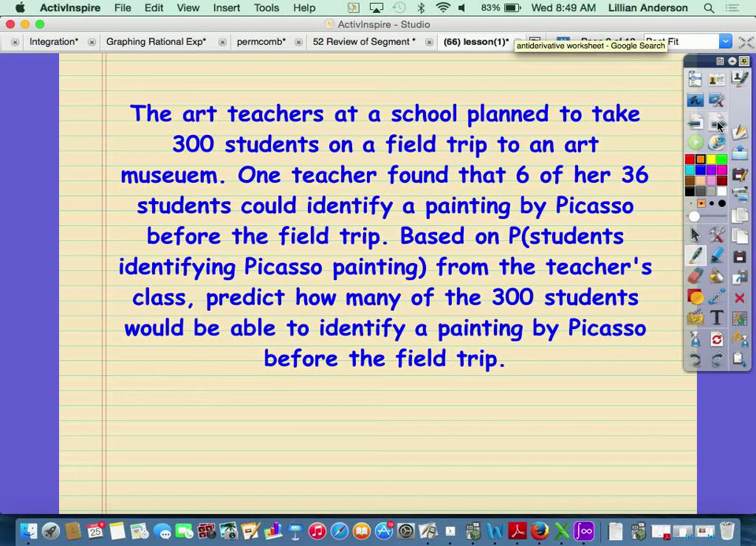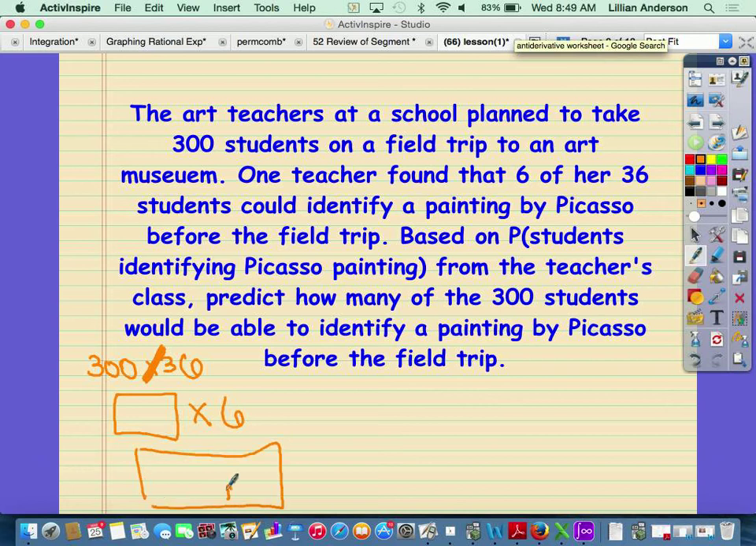Sam? Divide 300 by 36 and multiply by 6. Divide 300 by 36 and then multiply by 6. How did you figure that? Because if you divide 300 by 36, you see how many times 36 goes into 300. You said multiply or divide? Divide. You see how many times 36 goes into 300. And then if you multiply that answer by 6, you can figure out how many students on average. Okay. So what is 300 divided by 36? 8.3 repeating. Okay. Times 6 is 50.